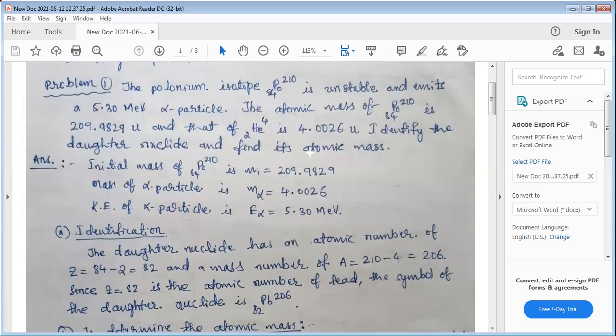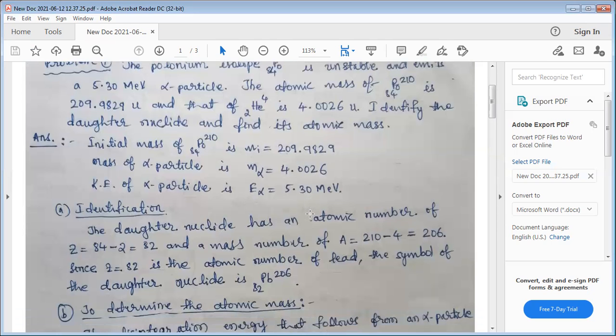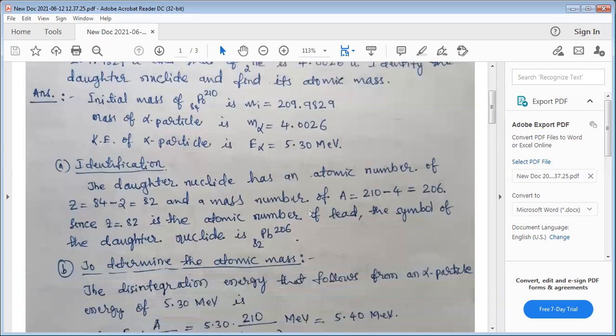So here, given that the initial mass of polonium-210 is Mi, it is 209 point this quantity, and the mass of the alpha particle is given, and the kinetic energy of the alpha particle is given. So first we will identify the daughter nuclide.